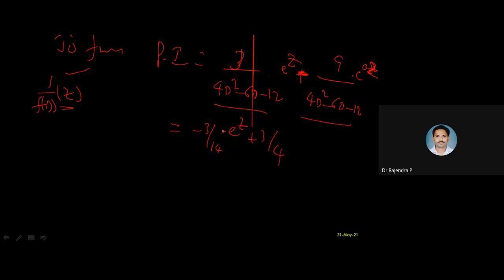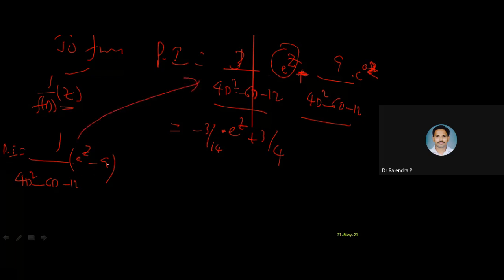Has everybody understood this? Sir, can you explain that again, sir? Here I am applying the shortcuts. E power z function, e power ax. Coefficient for z is 1. I am substituting in the polynomial. What is our function? 1 by 4D square minus 6D minus 12 into e power z minus 9. This is our particular integral function. So this I am multiplying inside.